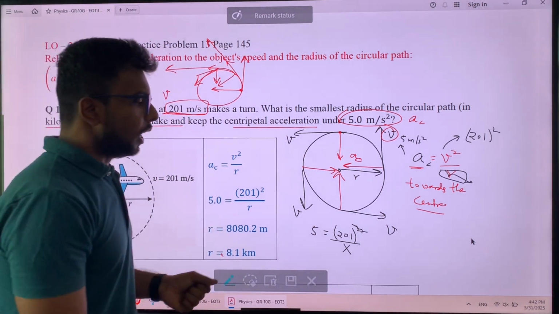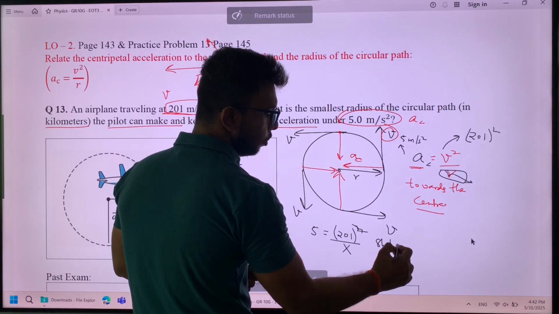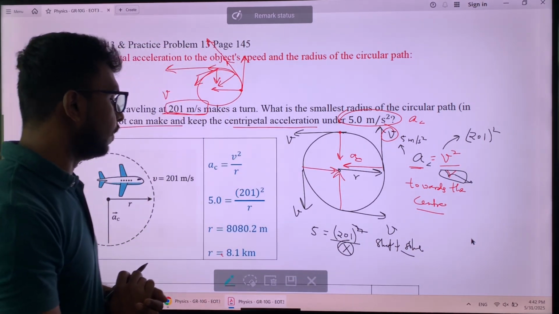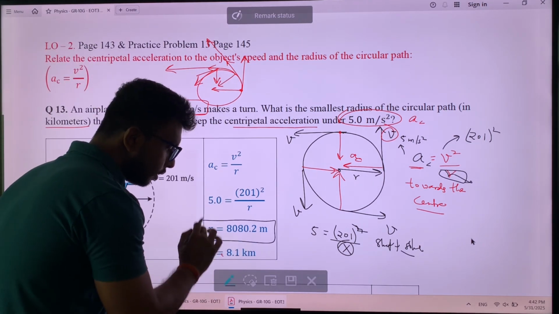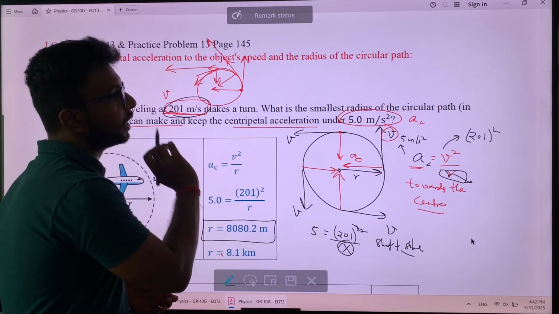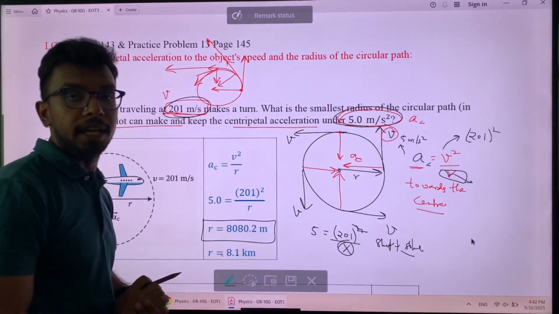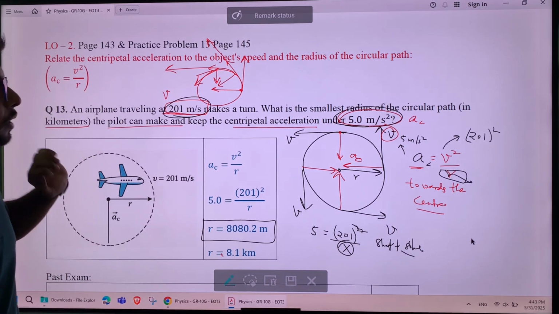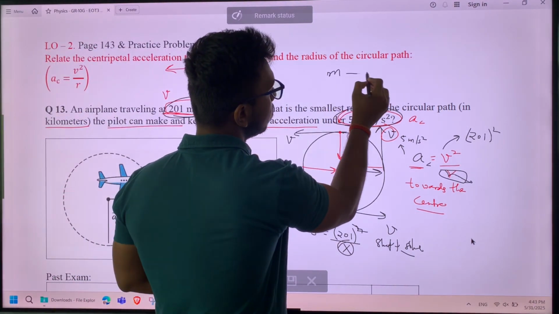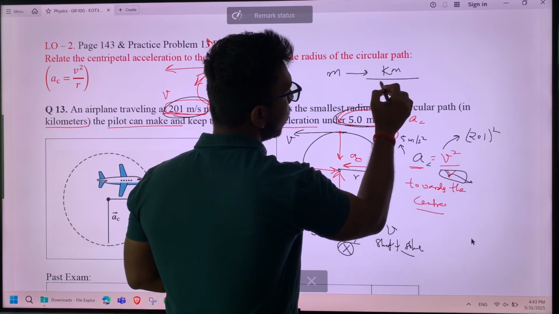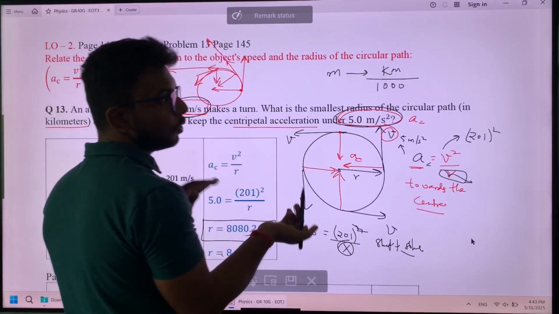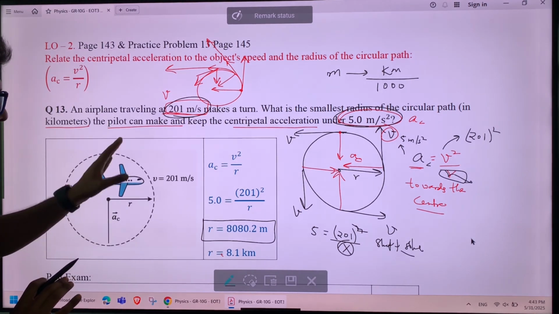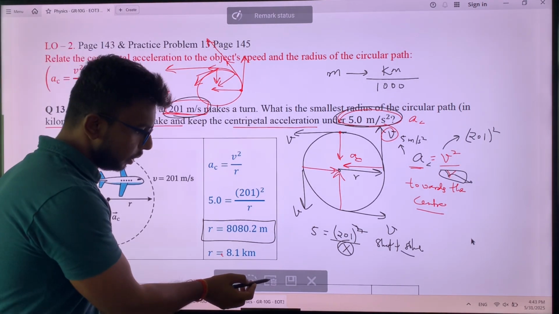You can solve it with the calculator, shift solve, solve for x, and you will get x, which is the value for the radius, in meters, remember, because the speed is in meters per second and acceleration is also meters per second square. So you will get the answer in meters. But here they want it in kilometers. So whenever you have to change meters to kilometers, what do you do? Divide by 1000. If you have to do the reverse, you multiply by 1000. So this is the question. I hope it is clear. It's been done here as well.